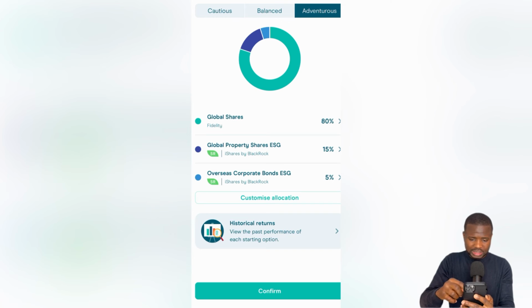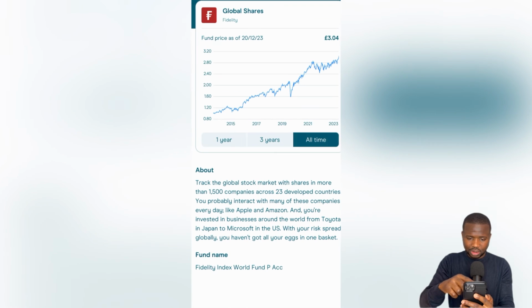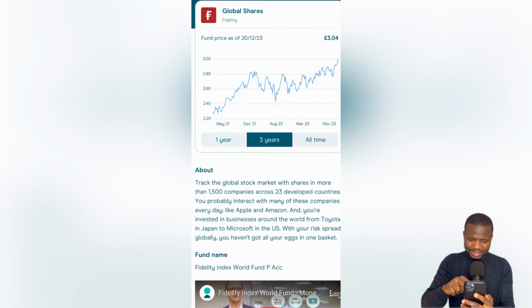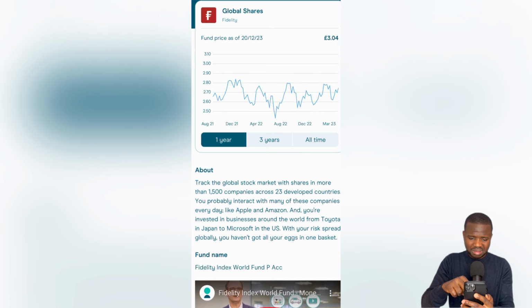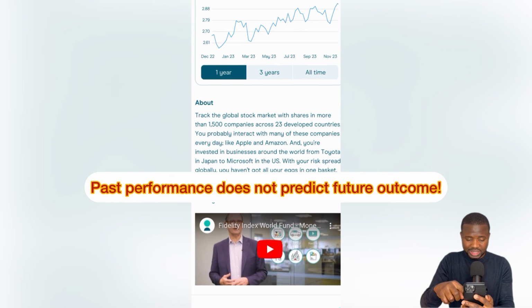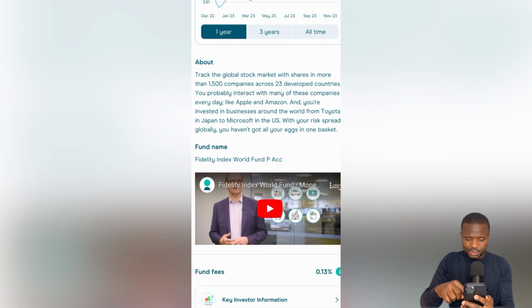If that is what you want, you can of course click the global shares to see how it's performed. In the last 3 years, you can see that it's been going up. So that's not too terrible. It started around 2 point something, and now it's selling at 3 point something. So this is the performance. If you're happy with this, then you can choose it. But these are the details.